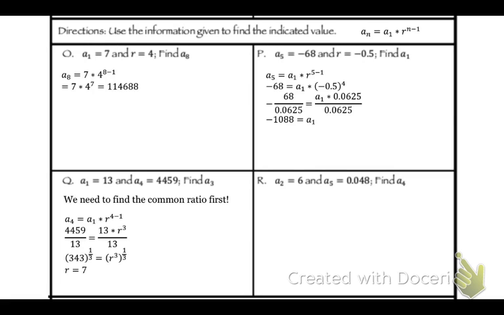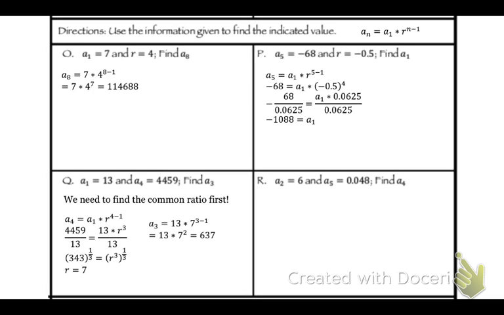Now that's not what we were trying to find. We needed to find that though in order to find what we were trying to find, which is a sub 3. So a sub 3 equals 13 times 7 to the 3 minus 1 power, which is 13 times 7 to the 2nd power, which is 637.